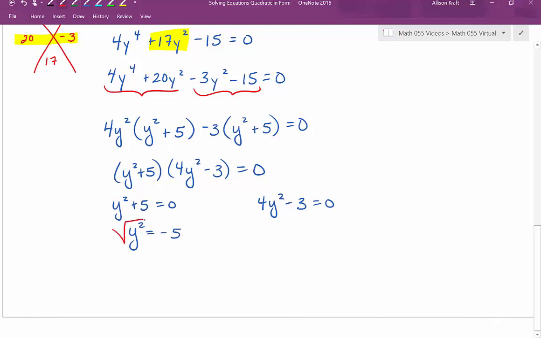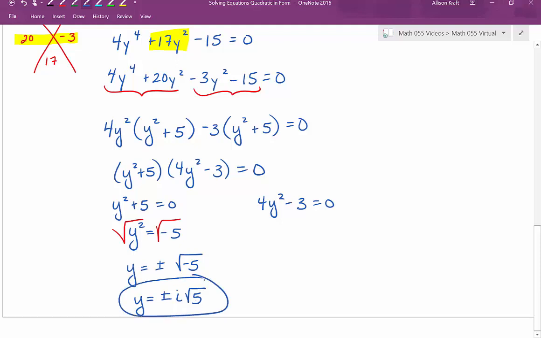Next, we apply square root property. Take the square root of both sides. On the left, the square and the square root cancel out, leaving us with y. And on the right, we get plus or minus the square root of negative 5. We want to simplify our radical. We have a negative underneath of a square root. We know that that's going to become an i out in front. And the square root of 5 does not simplify further. Our first two solutions are y equals plus or minus i square root of 5.